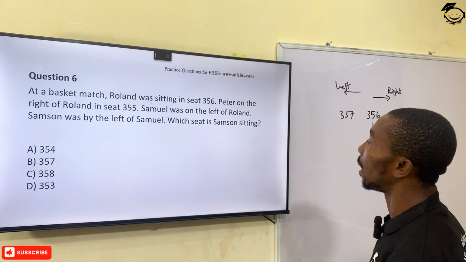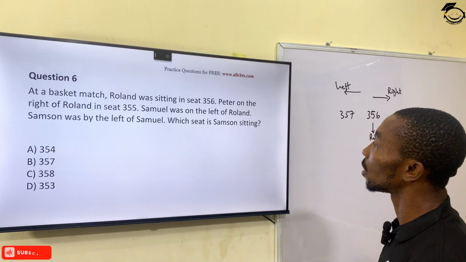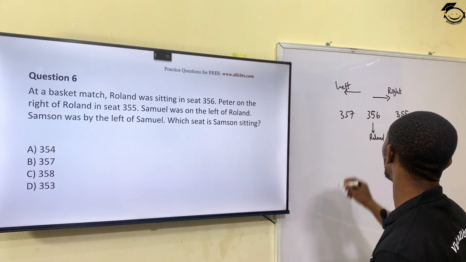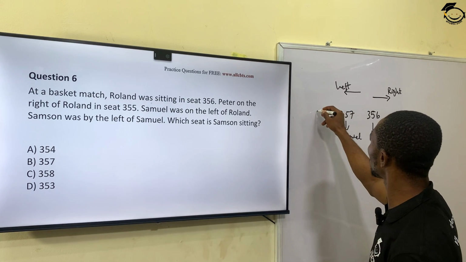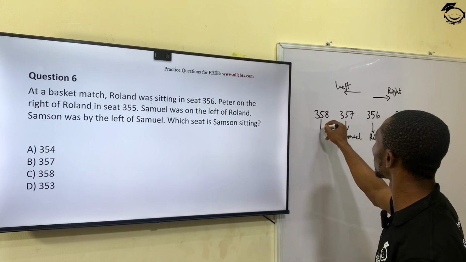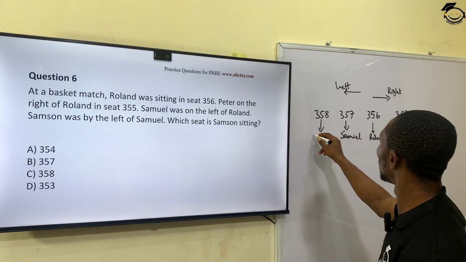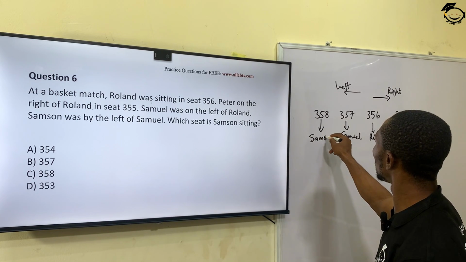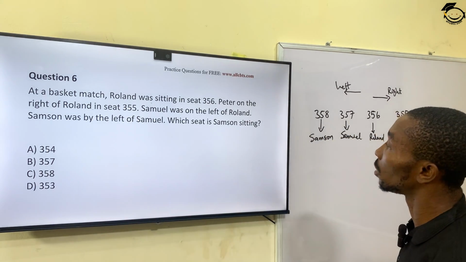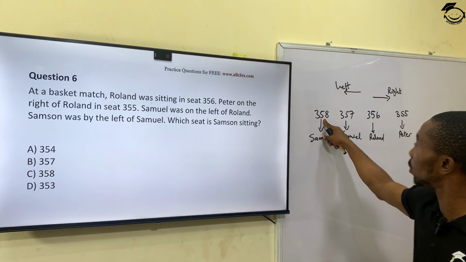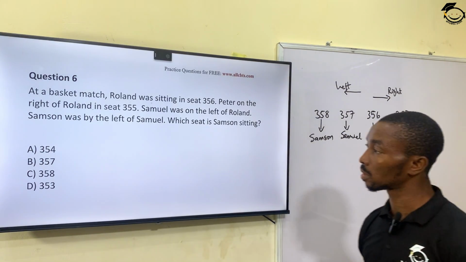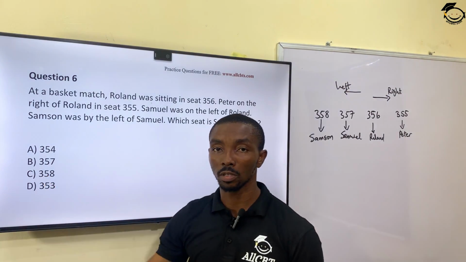Okay. And Samson on the left of Samuel. So this would be Samuel and Samson 358 on the left of Roland, on the left of Samuel. So which seat is Samson sitting on? So Samson was sitting on 358, which is the option C.